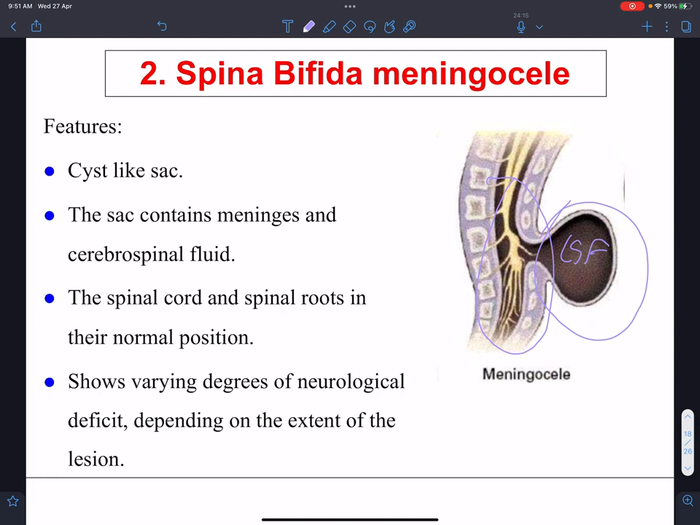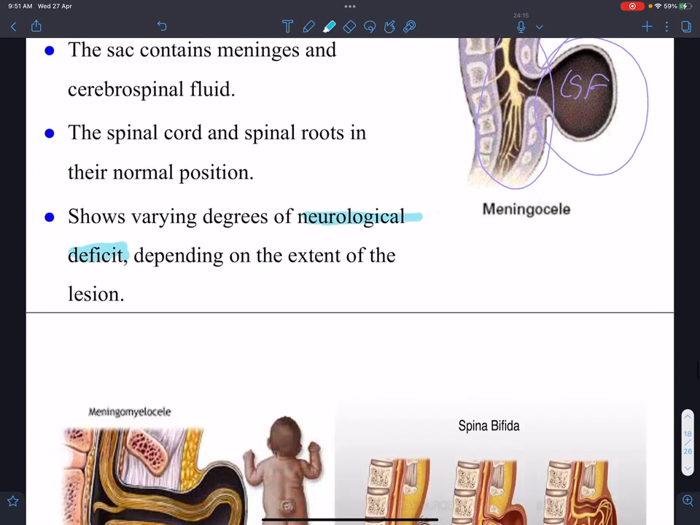And of course this may lead to neurological deficit. Why? Because it's in his back. Imagine the baby during pregnancy. His back is being compressed against the wall of the uterus. So this means if there's a sac, it can compress. It can lead to neurological deficit because there's compression against the wall of the uterus during pregnancy. And it can lead to paralysis. So that is spina bifida meningocele.